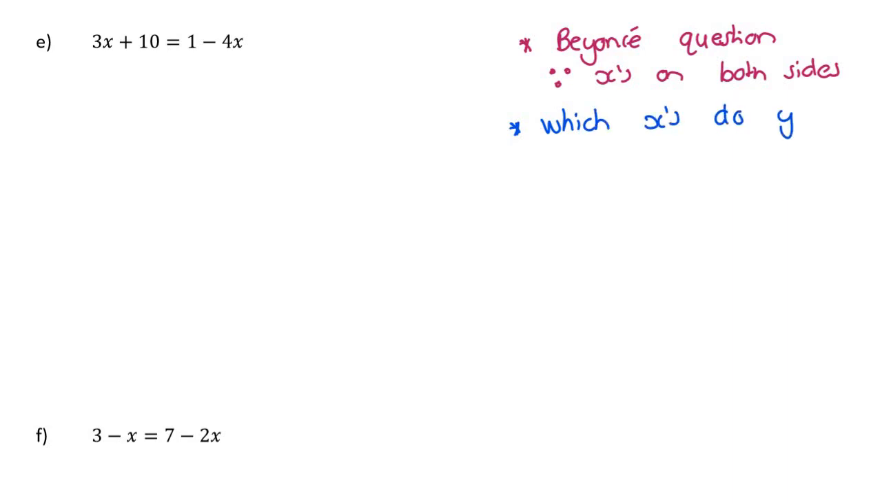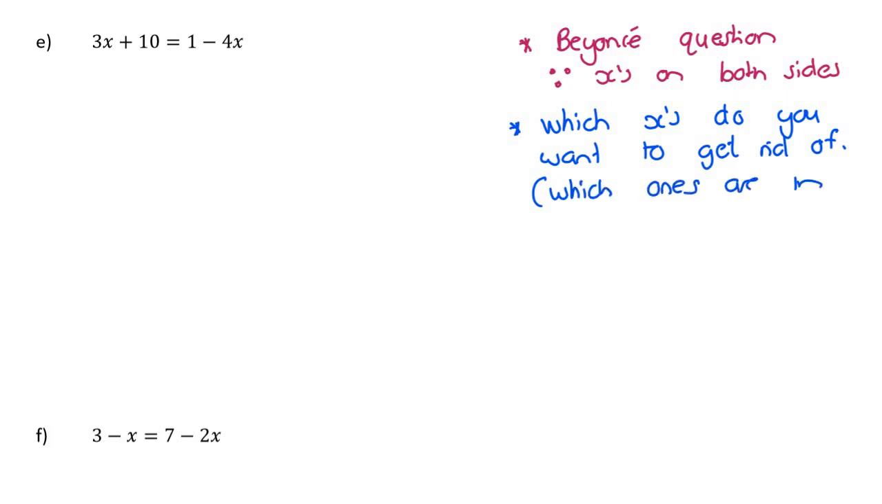Which x's do you want to get rid of? Now, how I answer this in my head is I say, well, which ones are in the wrong place? Again, there's no wrong place, but you know what I mean. Now, the wrong place is always the right-hand side. The right-hand side is where I don't want my x's.